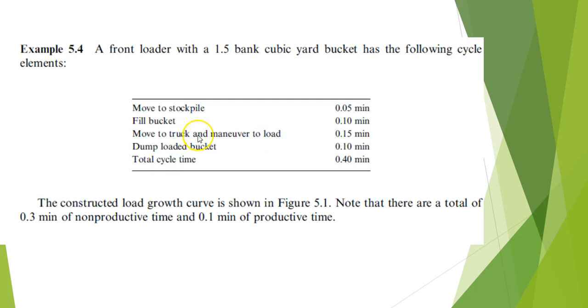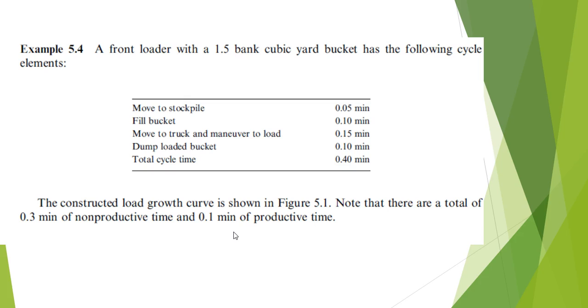Then you're going to move to the truck from the pile, and you maneuver to load, and that takes 0.15 minutes. Then you dump the loaded bucket into the truck, 0.1 minutes. Again, it just doesn't go instantaneously. Often you have to bang the bucket or move the machine so everything comes out of the bucket. In any case, you'll have a total cycle time, you sum all these up, of 0.4 minutes.